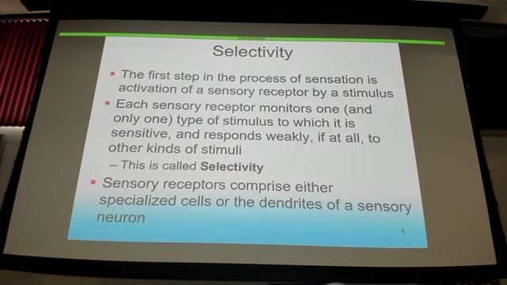Before we get to all those, we're going to talk about how these are set up to work. So we're going to have to look at selectivity. What's interesting is when you look at an itch receptor, it only picks up itch, and it doesn't respond to other sensations at all. And if it does, it would be minimal. There's some overlap with studies on hot and cold receptors, but we're not going to get into that. Think of it as each sensory receptor monitors only one type of stimulus. Like a touch receptor is looking for touch as its stimulus, right? A pain receptor is looking for something that causes pain. That's selectivity.